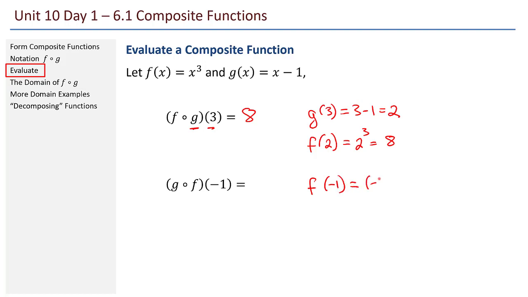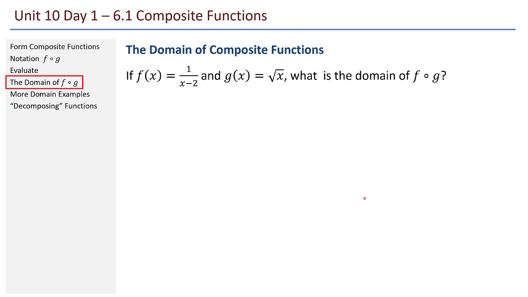So this is -1 cubed. Oh, -1 times -1 times -1, that's just -1 again. Now I need to take g, now I'm on the outside function, g of -1, that result. And so I find -1 minus 1, which is negative 2. There we go.